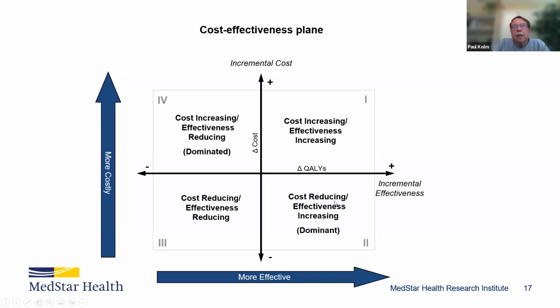Quadrant 2 is actually the quadrant everybody'd like to be in. This is where the effectiveness is greater in your treatment group, but the cost is less. And so if our bootstrap replicates fall into quadrant 2, then we say that the treatment is dominant. That is, we have less cost, but more effectiveness. Quadrant 3 is sort of a nondescript quadrant here where we have lower cost, but we also have lower effectiveness.